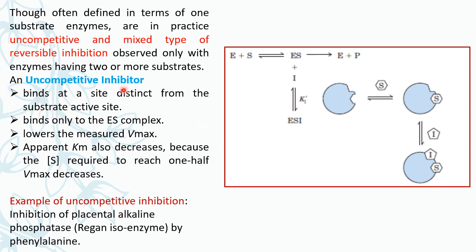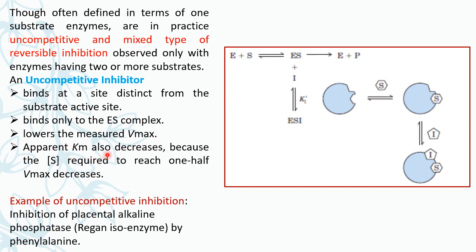Let's see. It binds at a site distinct from the substrate active site, binds only to the ES complex, and lowers the measured Vmax. Why lowering the measured Vmax? Because here increasing the substrate concentration cannot overcome the inhibitor, cannot stop the binding of the inhibitor, because they are separate sites, and ES formation potentiates the binding of the inhibitor. So increasing the concentration of the substrate cannot overrule the action of the inhibitor. So Vmax in a reaction can occur, but Vmax cannot be reached. So it lowers the measured Vmax.